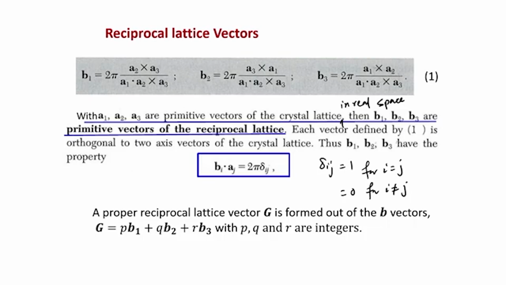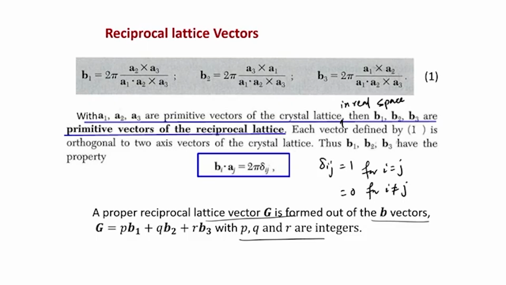And we also define a reciprocal lattice vector which is formed out of these B vectors. In fact, this reciprocal lattice vector G plays a very important role in our analysis of crystal diffraction or Bragg diffraction. It is formed out of these B vectors, where G is defined as P B1 plus Q B2 plus R B3, where P, Q, R are integers. So, this has all the definitions that we require.